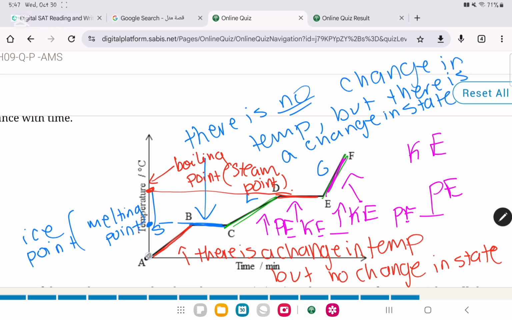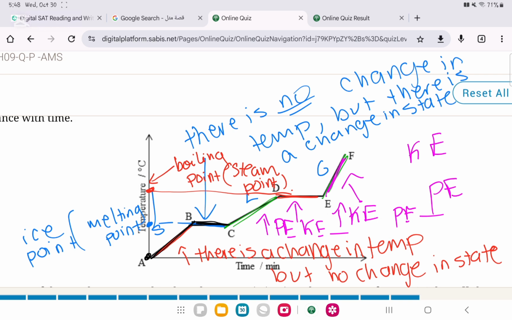We start here, we have a solid. Solids have particles that are stuck together, and they have a vibrating motion. As we add heat slowly but surely, they start to move faster and faster until they reach their melting point. Now, from A to B, when it is curving, we have only one state, which is the solid.